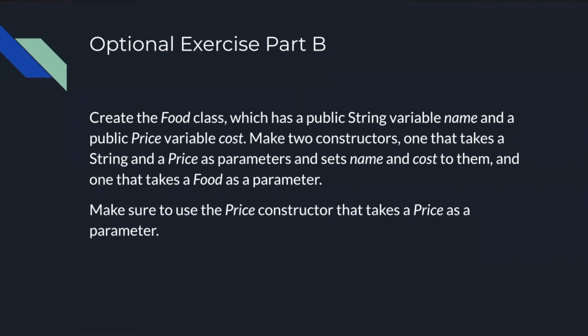Part B is to create the food class, which has a public string variable name and a public price variable cost. Make two constructors, one that takes a string and a price as parameters and sets name and cost to them, and one that takes a food as a parameter. Make sure to use the price constructor that takes a price as a parameter. Pause here if you want.